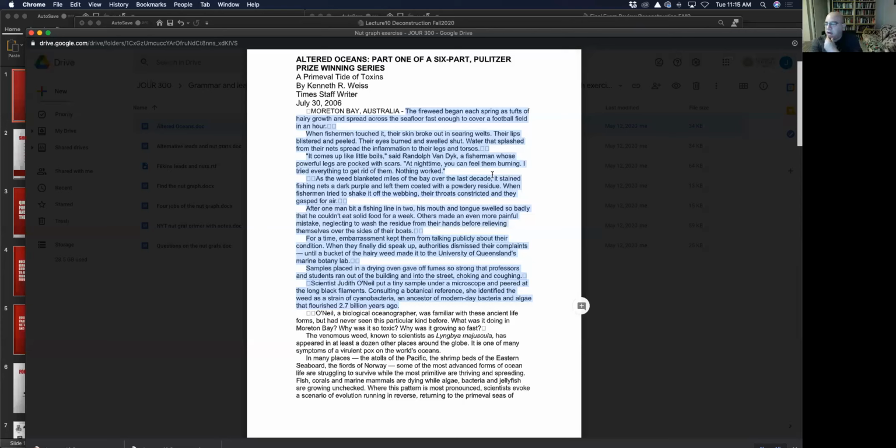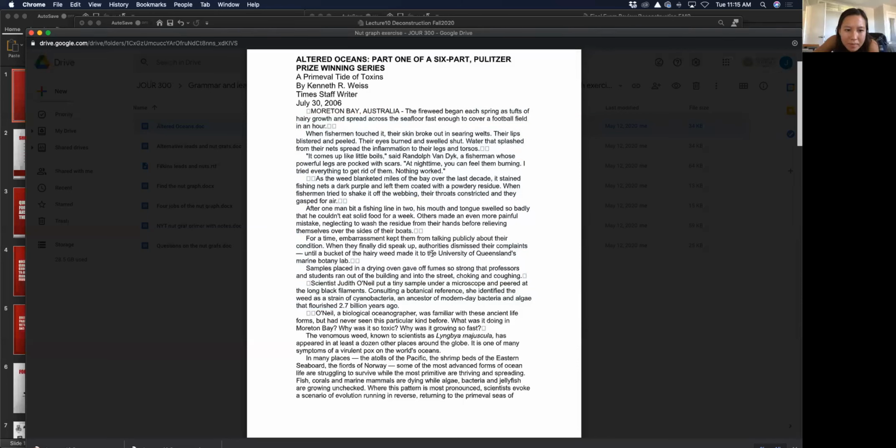Okay, so have we gotten to the nut graph yet? No. Okay, so Krista, do you see where she left off? She left off with "nothing worked." So can you read the next three graphs from here to the Botany Lab?